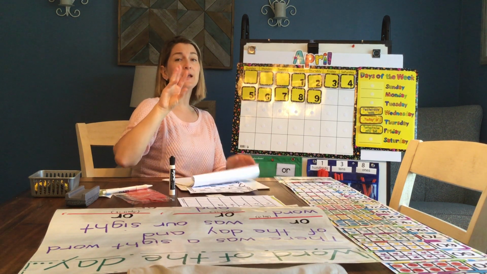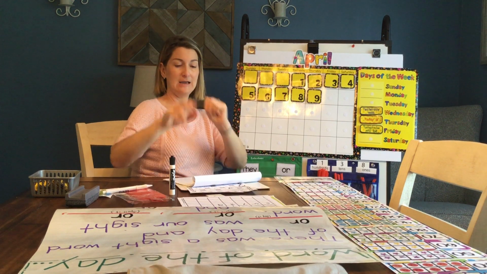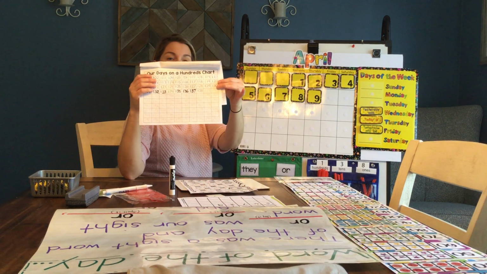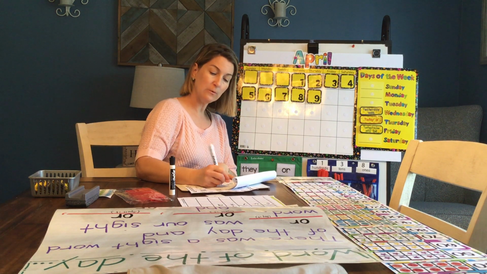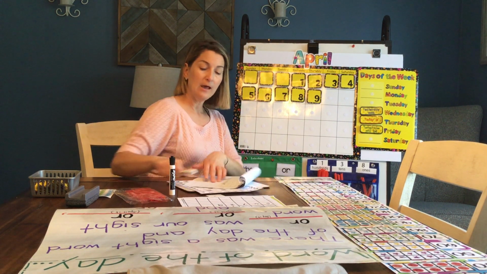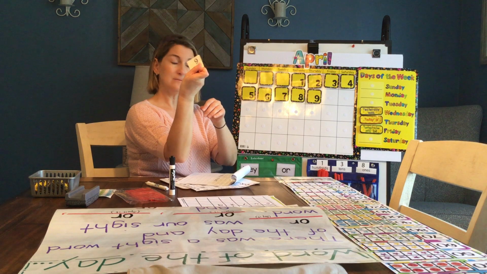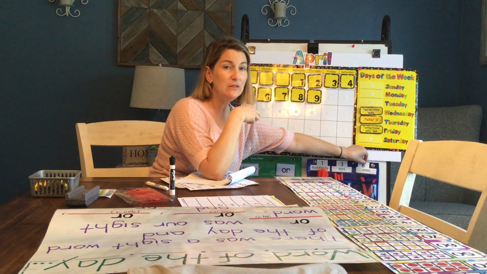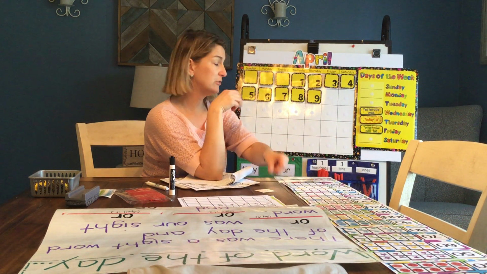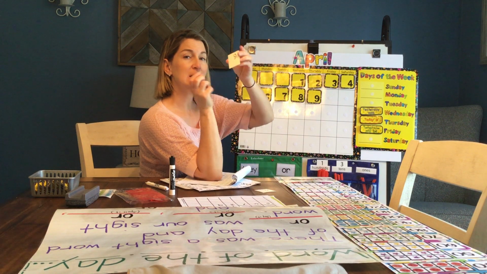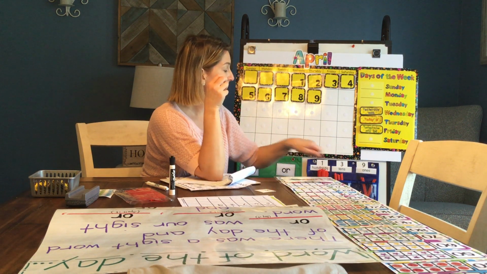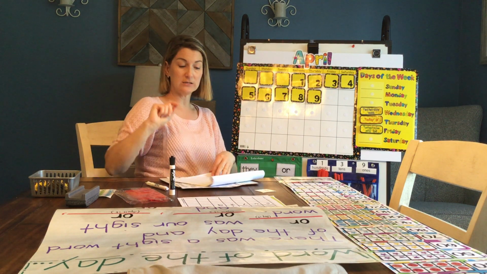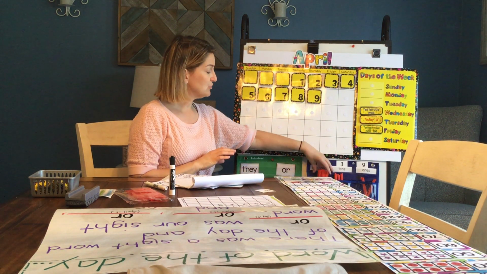A 1, a 3, and a 9. Awesome. Find 139 in your calendar notebook, and I'm going to trace it along with you. I'm going to take my 9, and I'm going to change it in the ones place. For 138, I'm taking away that 8, and I'm putting a 9 in the ones place. 139. Awesome.